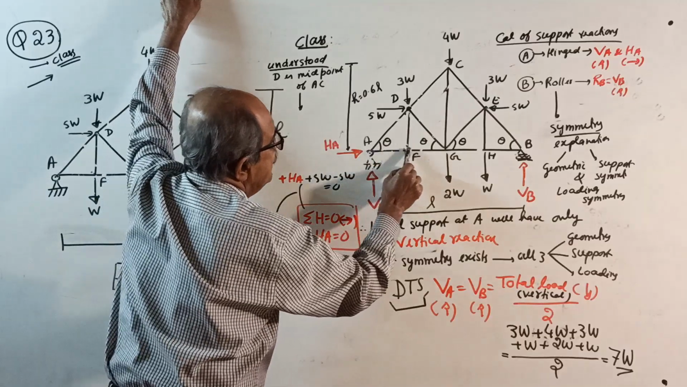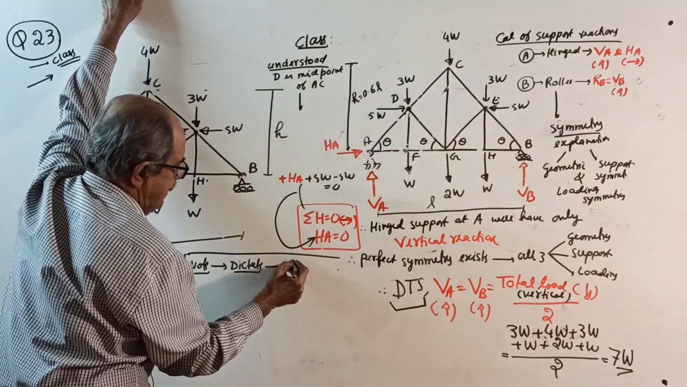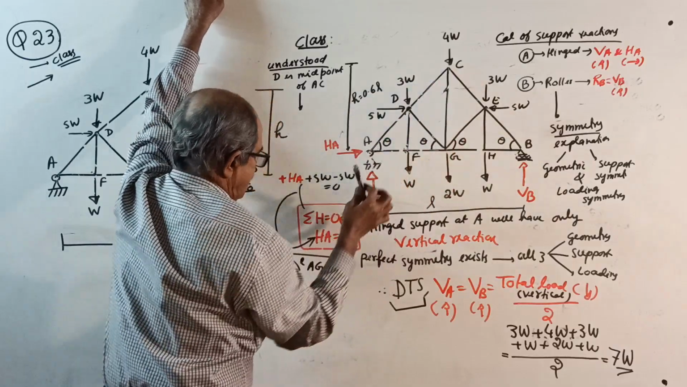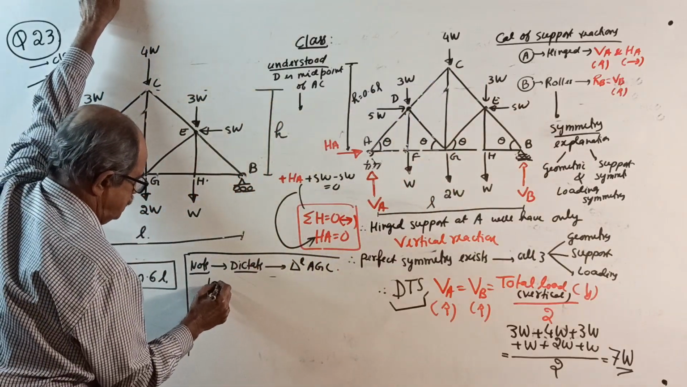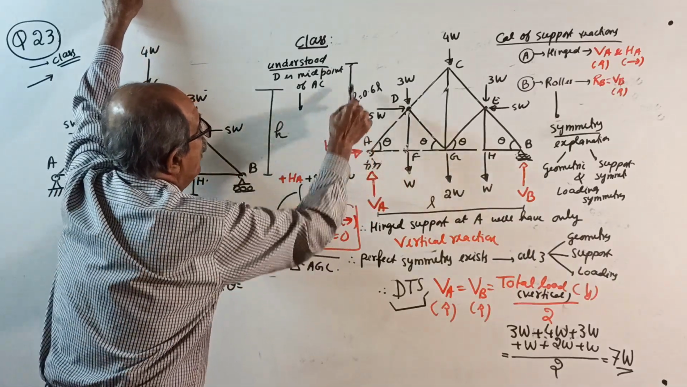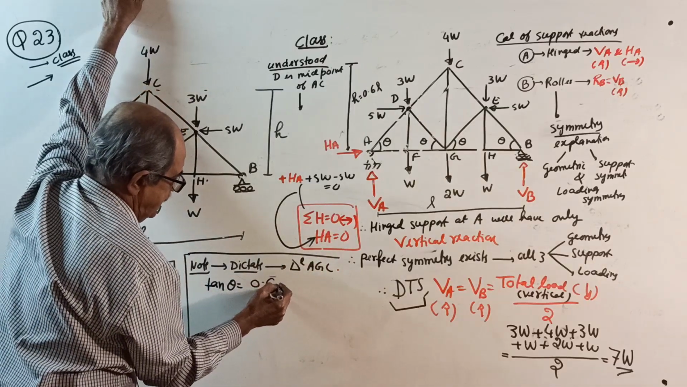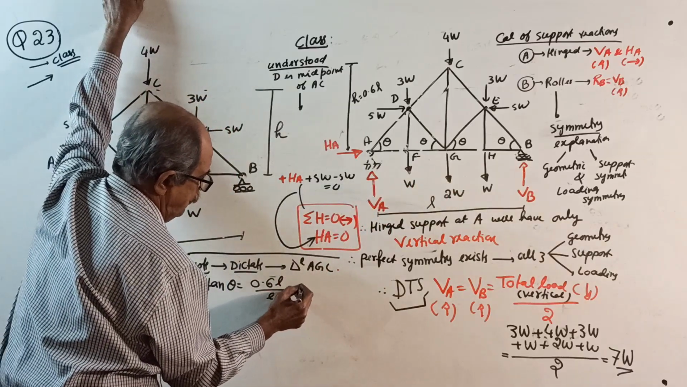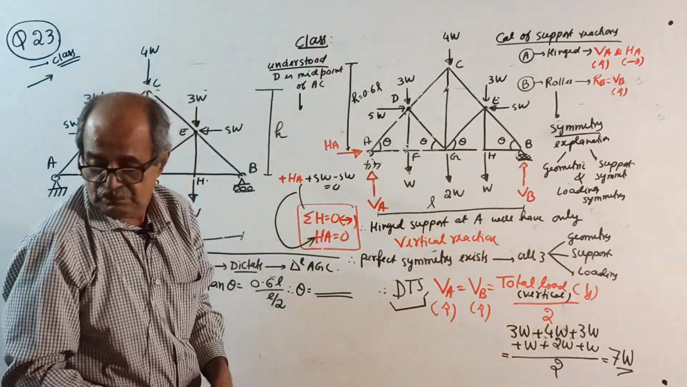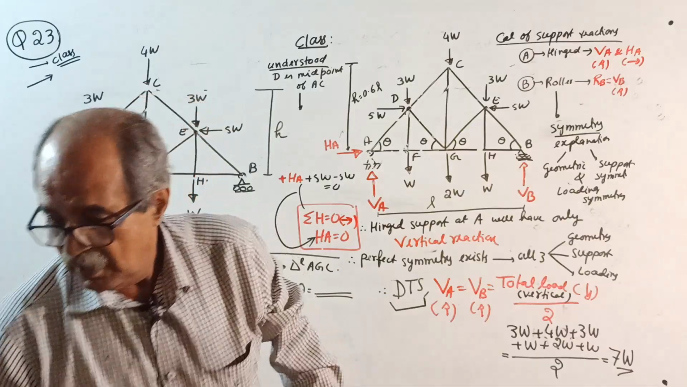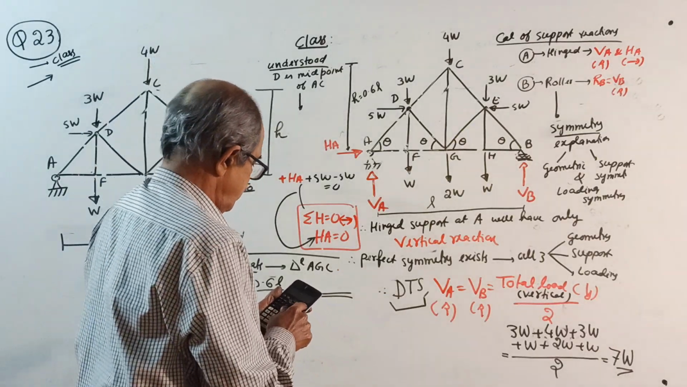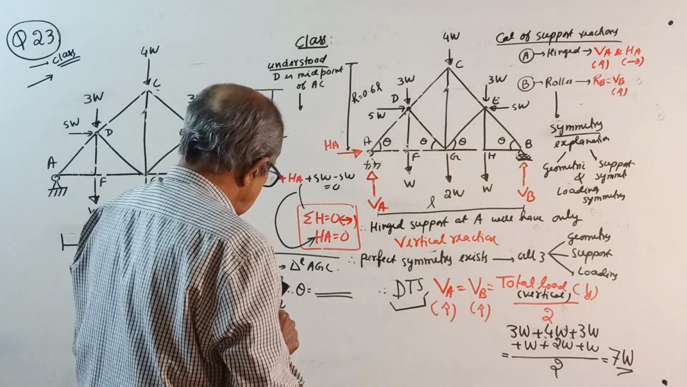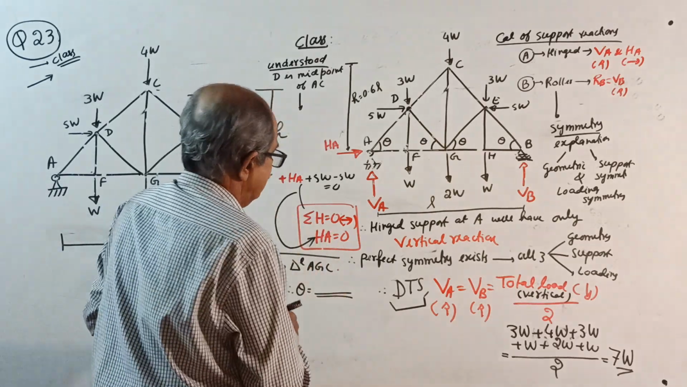See the triangle AGC, the full triangle AGC. Tan theta equals 0.6L divided by L by 2, half of L. Therefore, you get the value of theta with the calculator. 0.6 divided by 0.5, shift tan inverse, answer 50.194 degrees.